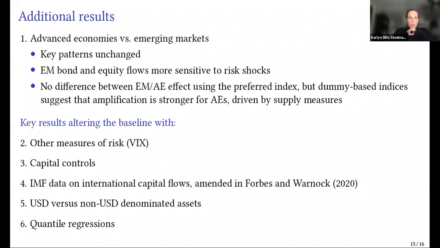There are some additional results that we include in the paper that merit brief mention. Basically, emerging market and advanced economies show no difference in the impact of the macroprudential stance conditional on the risk shock, although risk shocks do hit EMs harder in this space. We also substitute various elements of the baseline and find little deviation from the results. These include using the VIX as a risk measure, capital controls instead of macroprud, quarterly capital flow data, different currency denominations, and quantile regressions, and we basically find the same set of patterns as we find in the baseline.